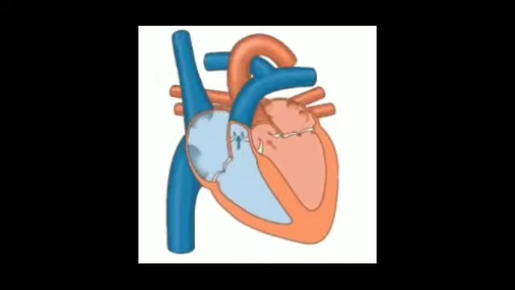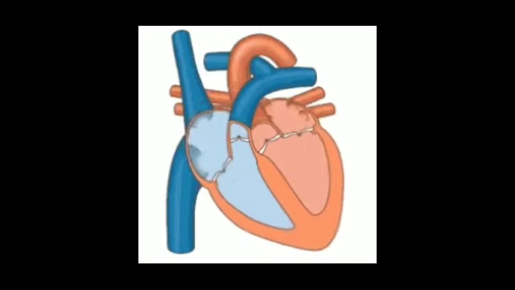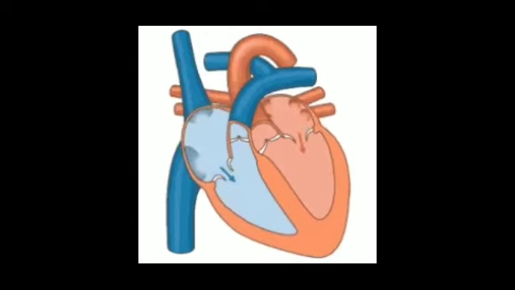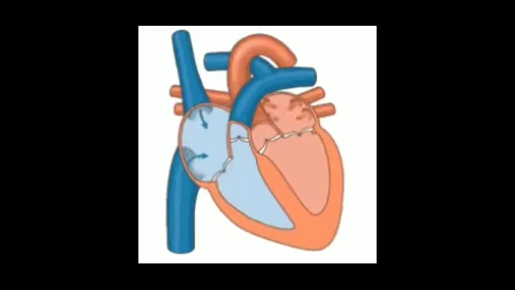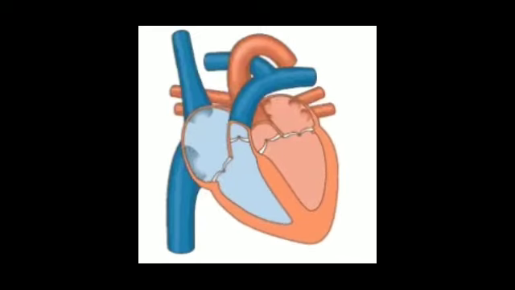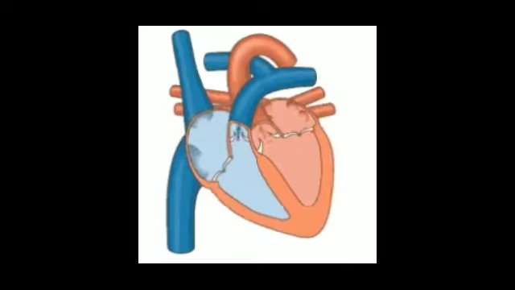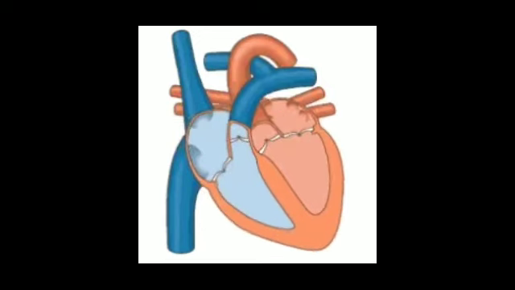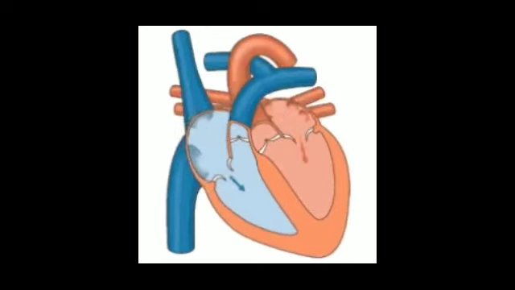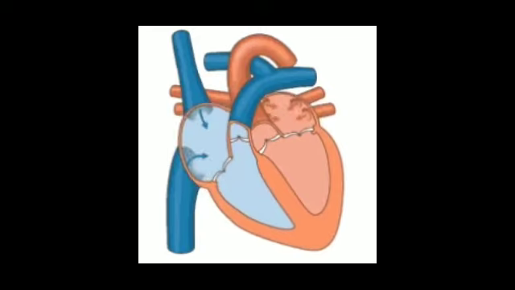When the first step is completed, the second step occurs, and it is atrial systole. Systole means contraction. In the second step, both of the atria contract and increase the pressure, due to which the bicuspid and tricuspid valves open and the blood from the atria moves into the ventricles.